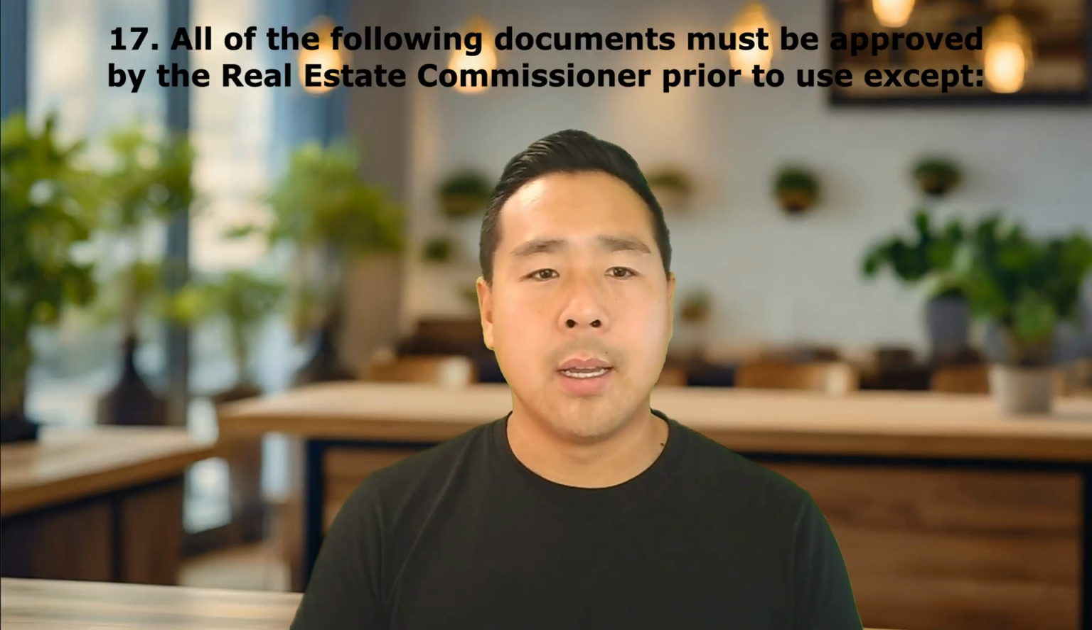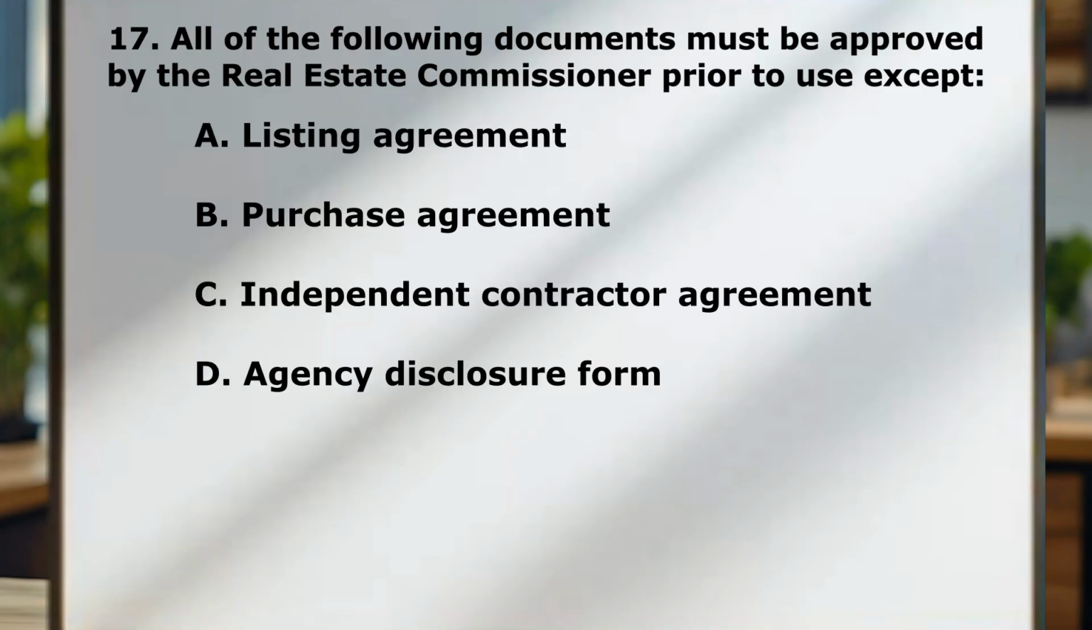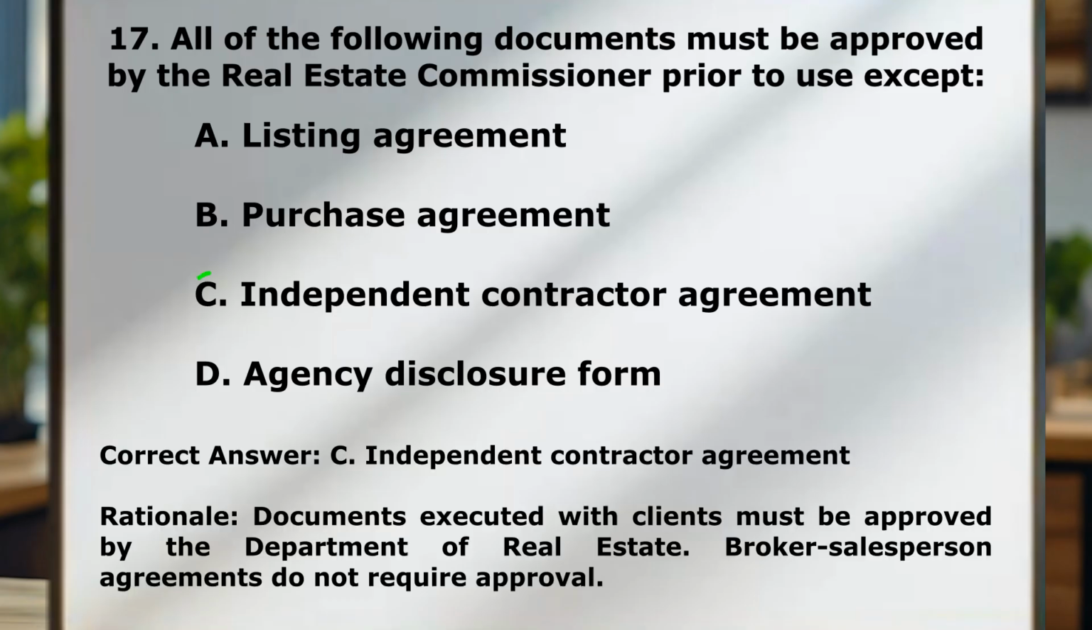Question number 17. All the following documents must be approved by the real estate commissioner prior to use except A, a listing agreement, B, a purchase agreement, C, independent contractor agreement, D, agency disclosure form. Correct answer here is C, independent contractor agreement. All those other forms, there are standard California Association of Realtor forms that most of us use. And so documents executed with clients pretty much just need to be approved by the Department of Real Estate.